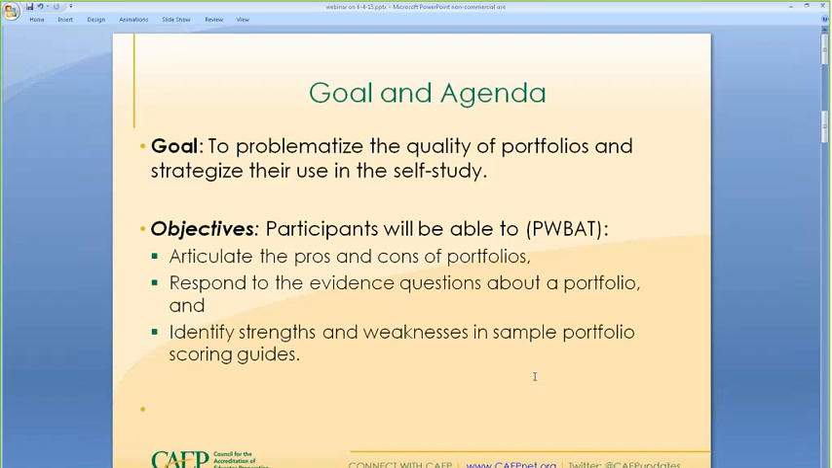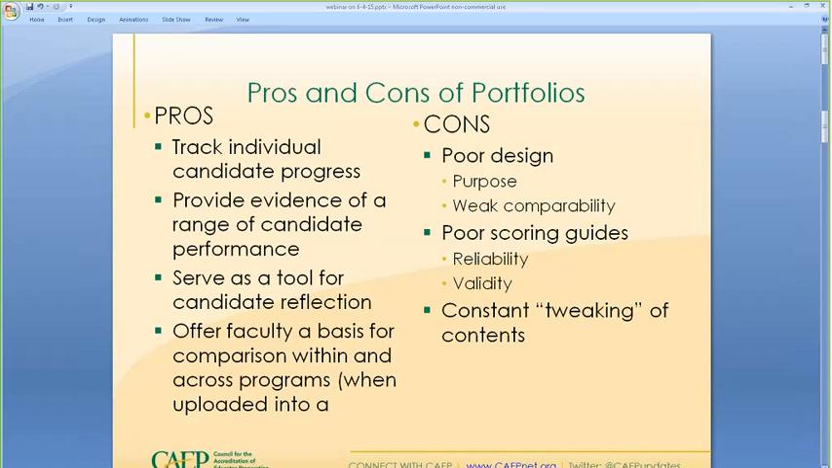I've selected about 6 samples from the internet that were just available as teacher education portfolio scoring guides, and we'll use some of those to talk about the strengths and the weaknesses of each before we finish. So one thing I want to start with is, what are the pros and cons of portfolios?